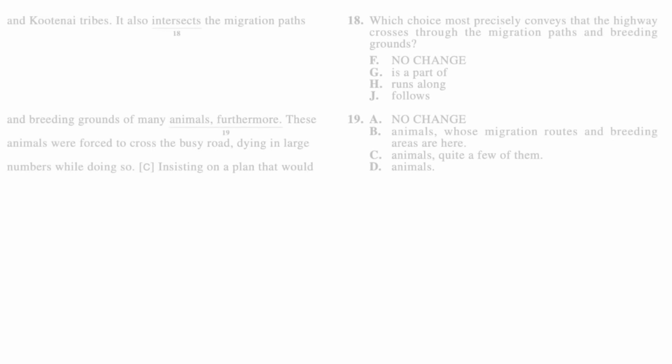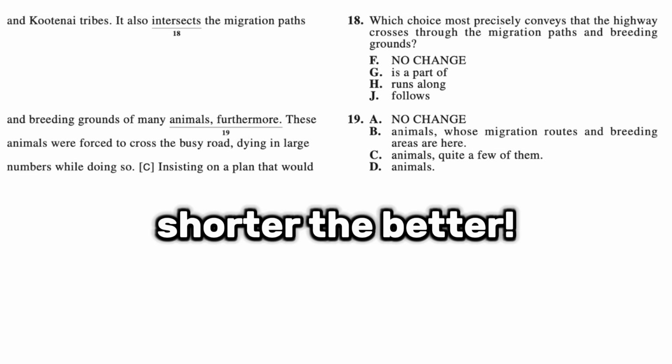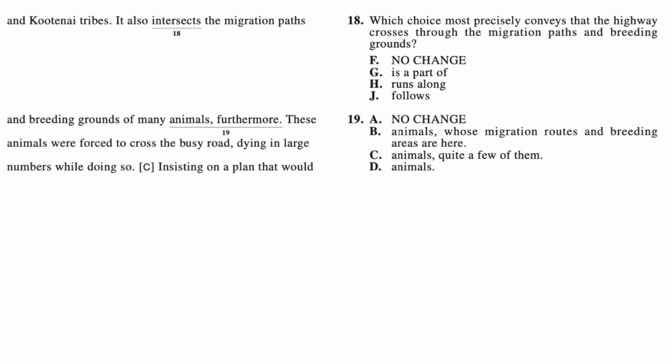All right, now let's take a look at question 19. For most of these types of questions, I would say the shorter the better. Most times, ACT likes to make redundant or grammatically incorrect additions to try and trick you, right? So obviously it's not A, right? You can't just add furthermore to that sentence. So that's obviously wrong. And B and C are both redundant, right? The previous text already specifies that the breeding ground and migration paths are intersected. And it also specifies that there are many animals. So there isn't any reason to add quite a few of them at the end, right? So the answer is D.